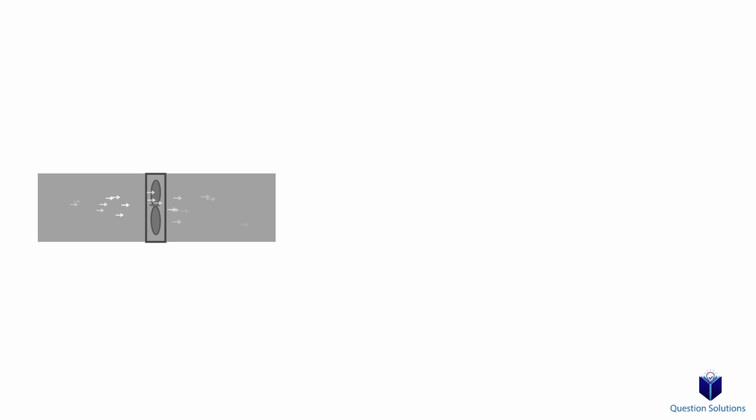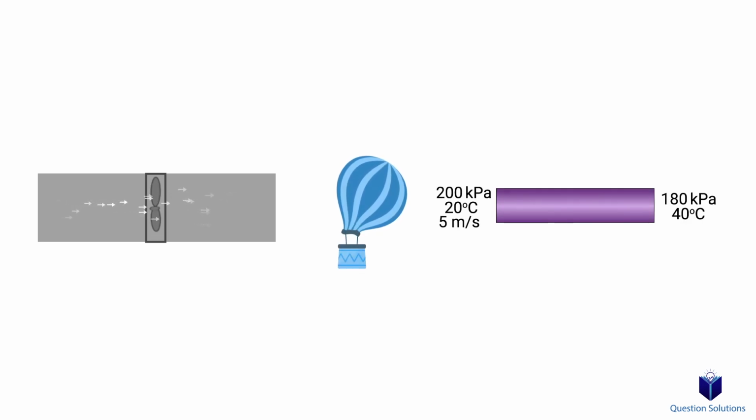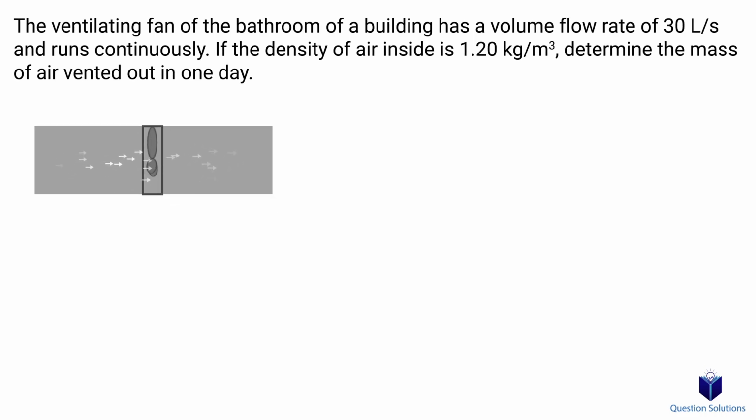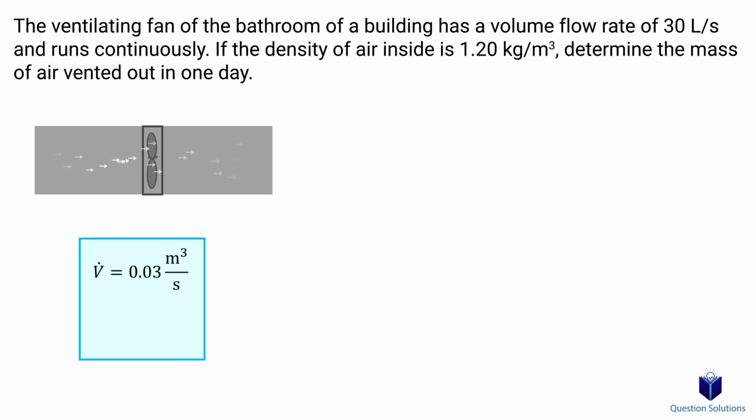Now let's go through some examples to see how we can apply the equations we talked about. In this question, we have a ventilating fan, and we're told to find the mass of air vented out in 1 day. Let's write down what we know. The volume flow rate is 30 liters per second, which is 0.03 cubic meters per second, and the density of the air is 1.2 kilograms per cubic meter.